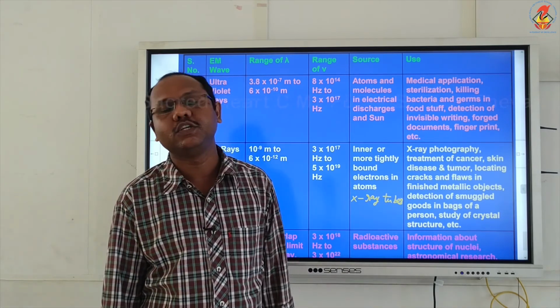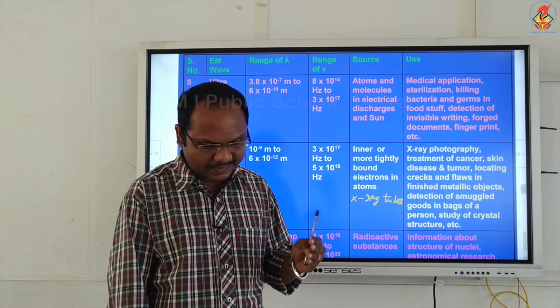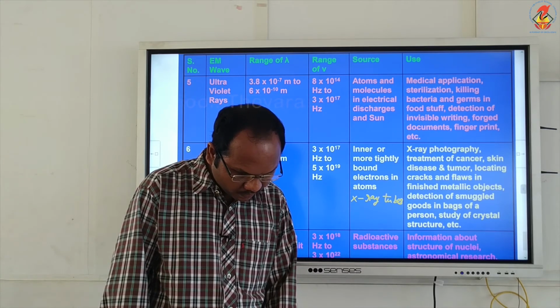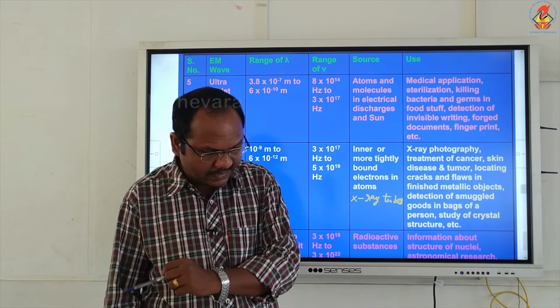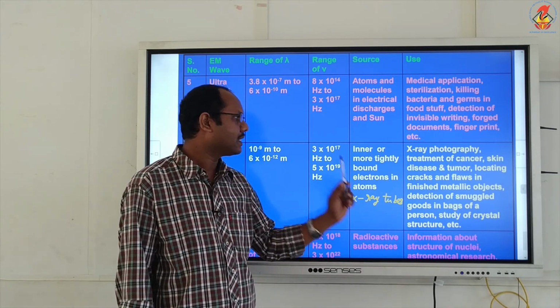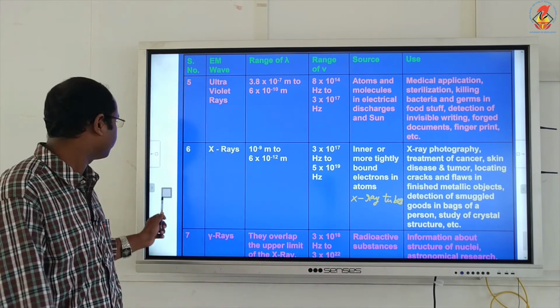Then X-ray is used to study the crystal structure. Okay, studying crystal structure is by X-ray. And we told one more thing. For molecular structure and atomic structure, we are using microwaves. For studying the crystal structure, we are using X-rays. So please note that difference.